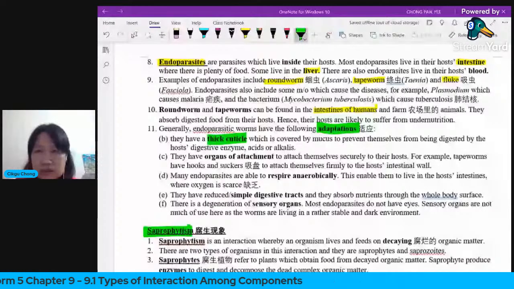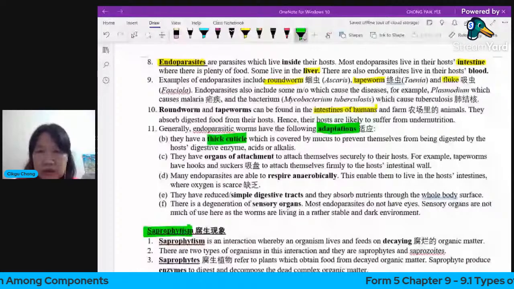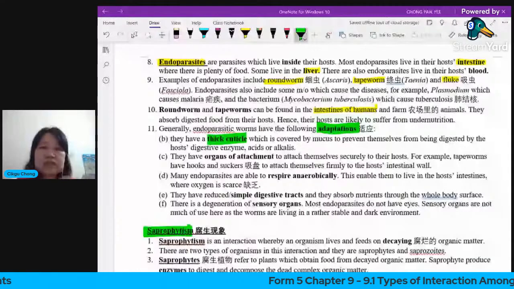Okay, last part, second last part. Saprophytism is another group. Saprophytism is an interaction whereby an organism lives and feeds on decaying organic matter. So the host must be dead.